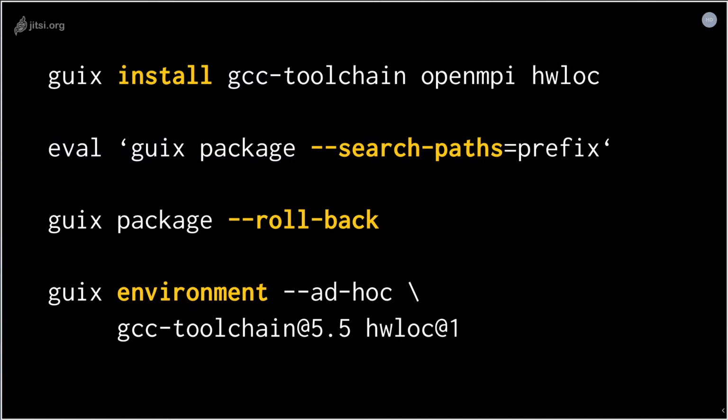And the last example here is a bit like virtualenv for Python, if you've used it before. It spawns a development environment containing precisely GCC 5.5 and HWLOC version 1. So it starts a new shell where you have all the environment variables defined to use these two software packages. It allows you to create one-off software environments where you can hack on your own software or experiment with specific pieces of software, things like that.